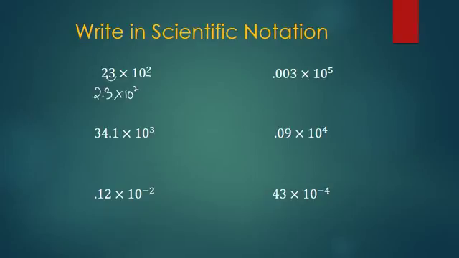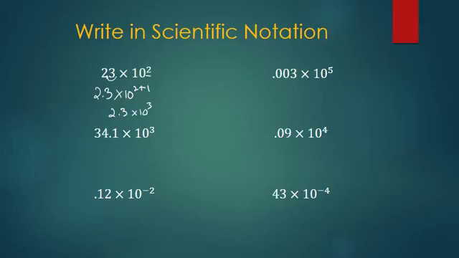Anytime you move your decimal point to the left, you're adding, and in this case, we added 1, because we moved the decimal point to the left 1. So we get 2.3 times 10 to the 3.